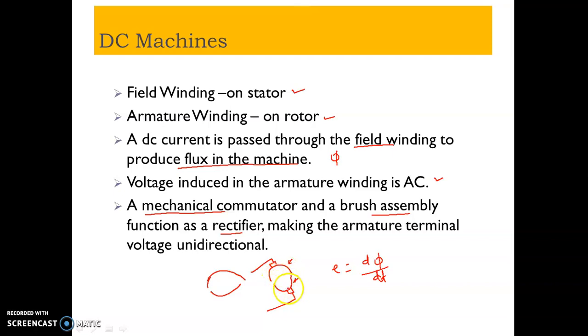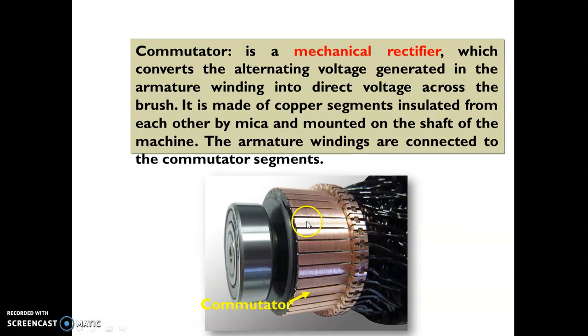Means this is rotating, so once it is rotating, this half part will come here and this part will go here when it is rotating. So voltage is going to be unidirectional. That is why it is called a DC machine. So mechanical rectifier means converting AC into DC. It is done mechanically, not electrically. That is why it is called mechanical rectifier.